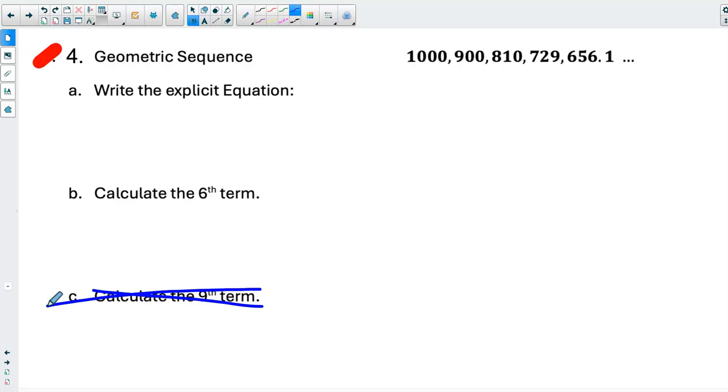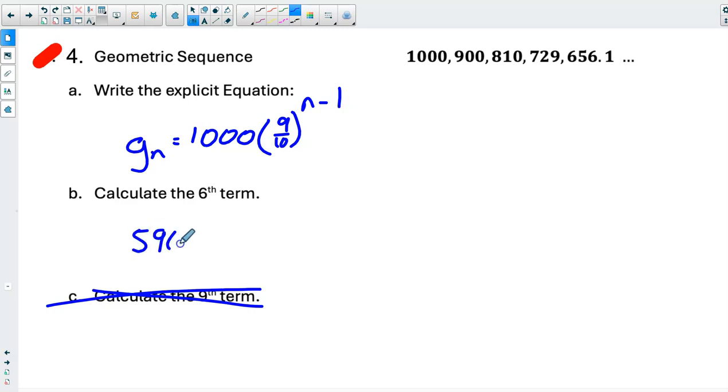Okay, folks, this is what we got. We got g of n equals 1,000 times 9 over 10. I do want to see the fraction in there. That is a place I always want to see the fraction, my multiplier. Then I got n minus 1. And when I calculate this, what do I get for b? What do we get? 590. Awesome. And that is good.